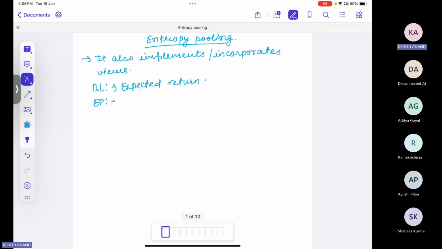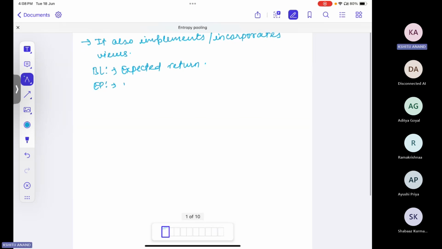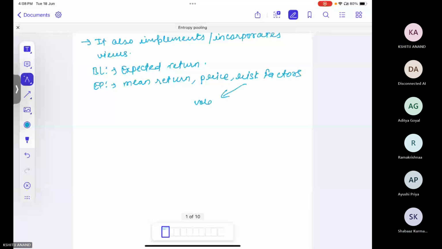Mean return, so basically expected return. You can have views on the price as well. You can have views on risk factors as well. What are the risk factors? Risk factor basically means volatility, skewness, kurtosis. So these are all kinds of risk factors. So in entropy pooling, you can have views on return, price of this stock, and risk factors as well. Another type of view factor is CVaR. I will discuss in detail in today's lecture. So you can have views on several other factors.